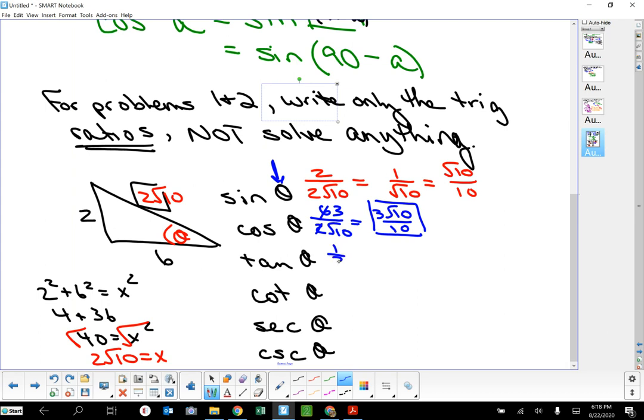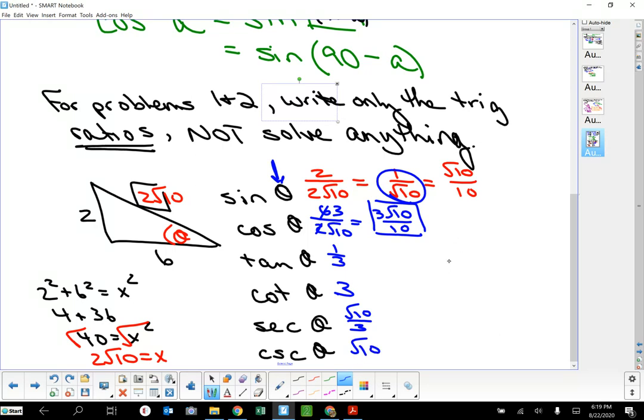Okay. You'd find tangent. Tangent would be 1/3, right? 2/6, but then you reduce it. And then just flip them over. Cotangent would be 3 over 1, which would just be 3. Secant would be the reciprocal of cosine, which would be rad 10 over 3. And cosecant would be the reciprocal of sine, which when you rationalize would be the reciprocal of this guy, which would just be rad 10. Okay? That kind of thing.